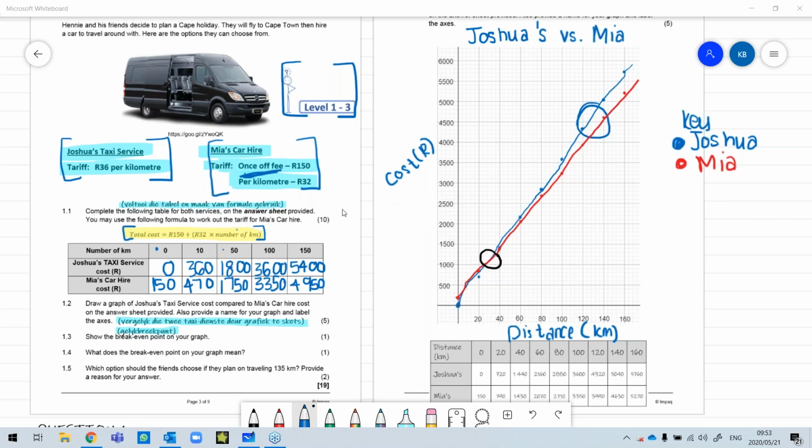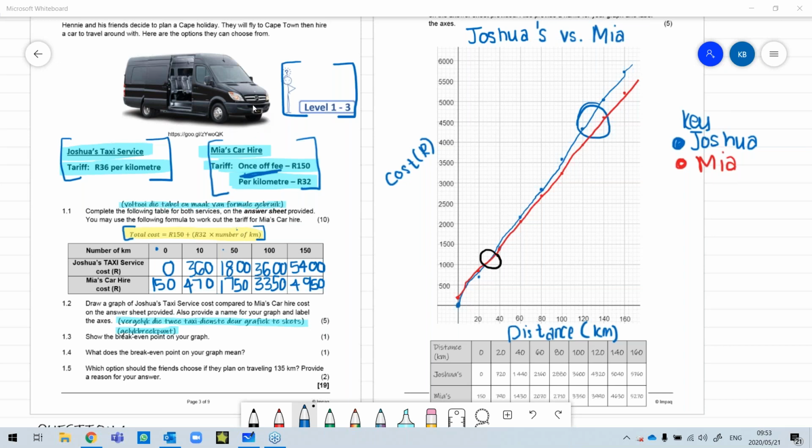Ma'am, why aren't you using the answers from the previous table? Okay, so you will see that the table in your answer sheet has 0, 10, 50, 100 and 150 kilometers, where the graph given to us counts in 20s, the distance. So just to make it easier and to make sure that our dots are plotted accurately, I went ahead and created a second table that makes use of the distances as given to us in our table. So you can make use of the table in the answer sheet. It is completely up to you. It will not be wrong.